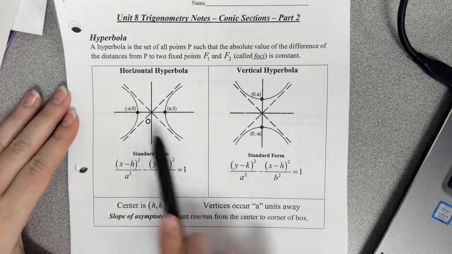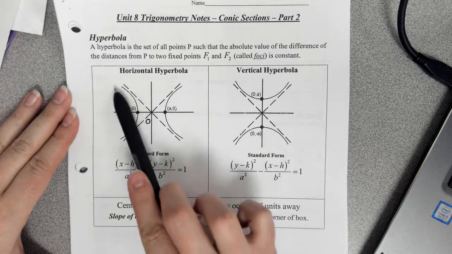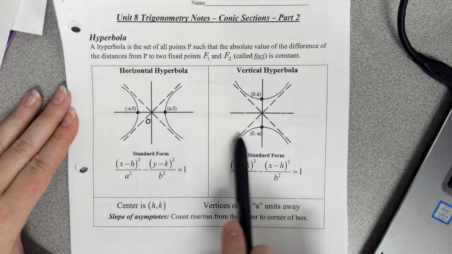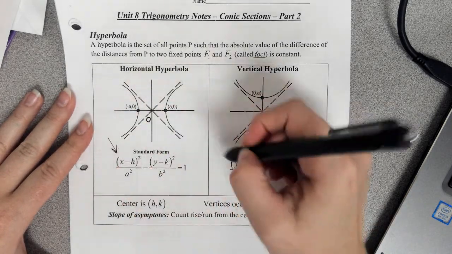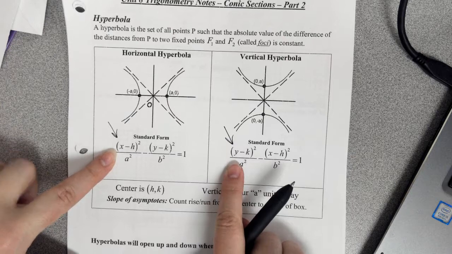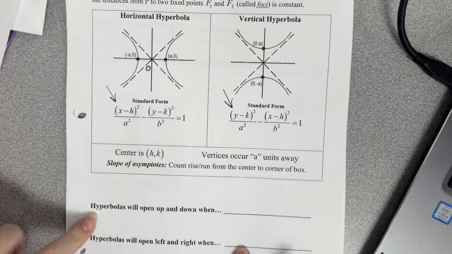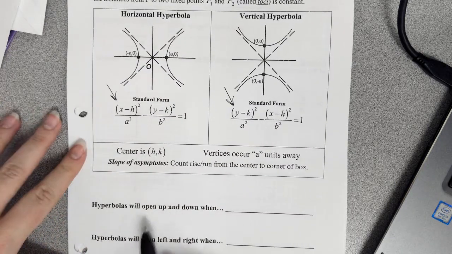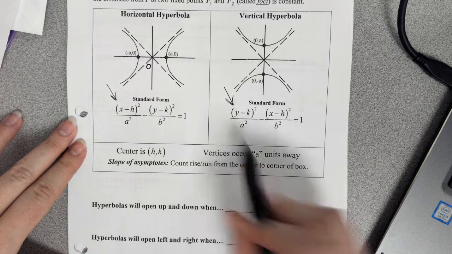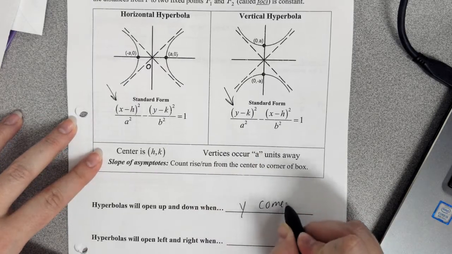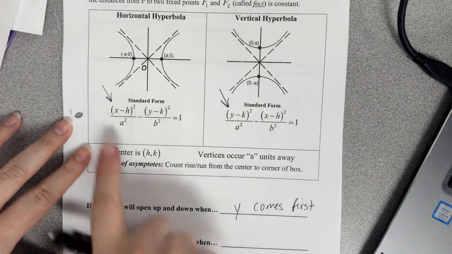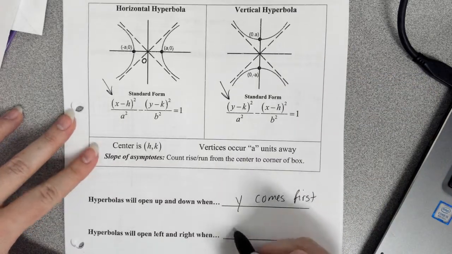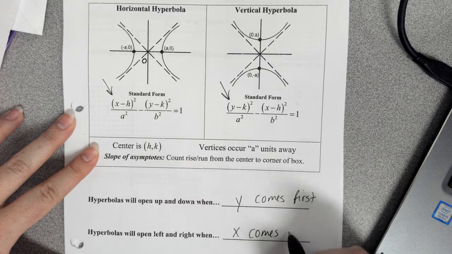So just a quick intro, you have two different types of hyperbolas, ones that open left and right, ones that open up and down. The easiest way to tell which type you have is by looking at whether x or y comes first, and that's actually corresponding to these two questions. They'll open up and down when y comes first. So that's what I've labeled here as a vertical hyperbola. And when x comes first, that's when they'll open left and right.